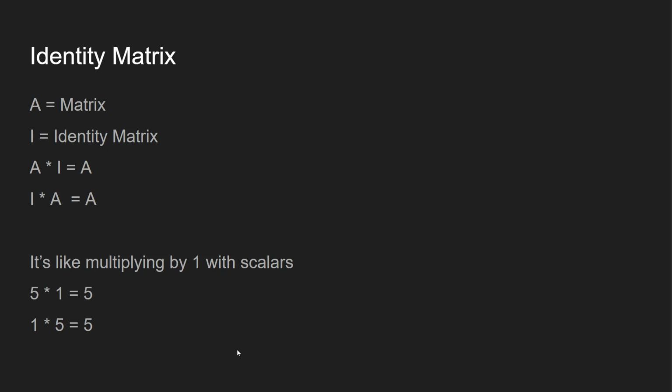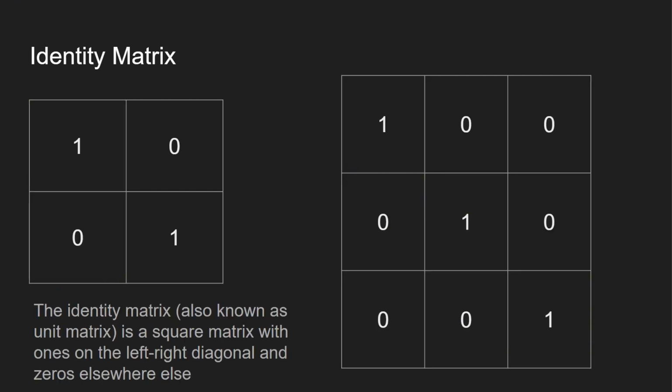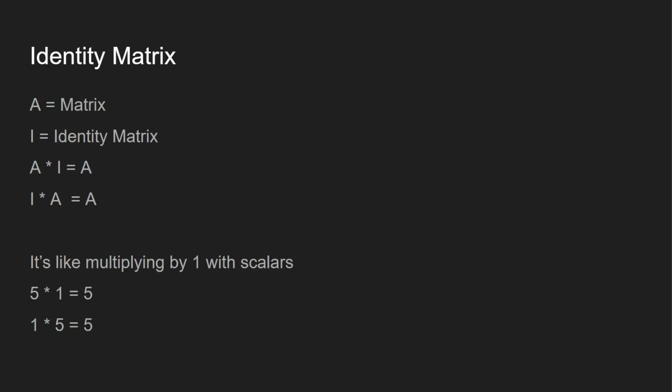This would be like multiplying by 1 with scalars, right? So if you say, for example, 5 times 1, well, that's 5. Or 1 times 5, that's still equal to 5. Remember, identity matrix, right? All ones and zeros across the board, ones on the diagonal, 0 everywhere else. So we essentially treat it like 1.